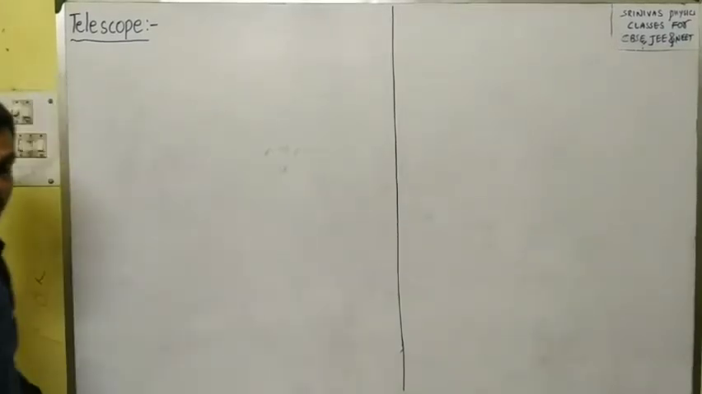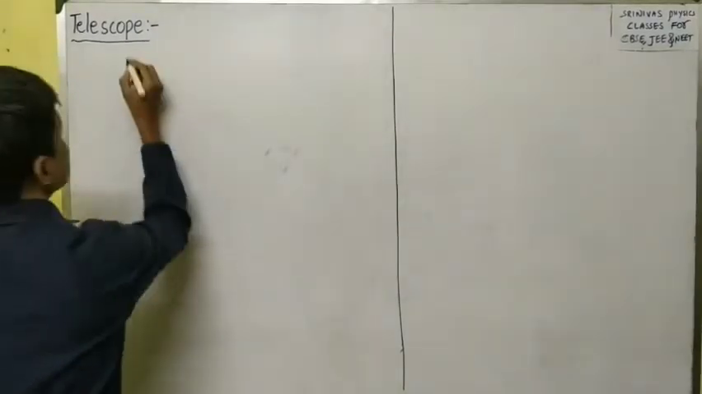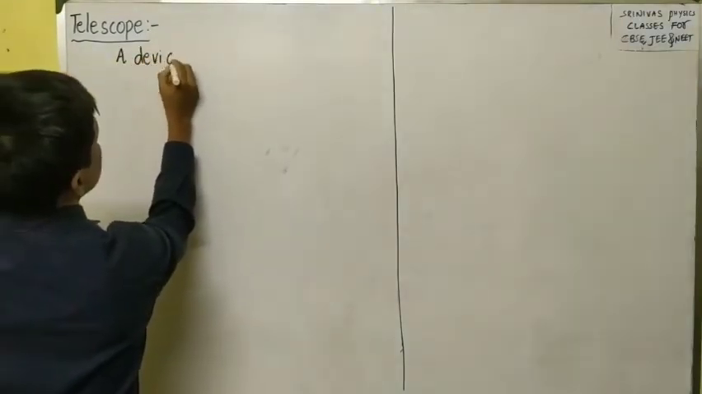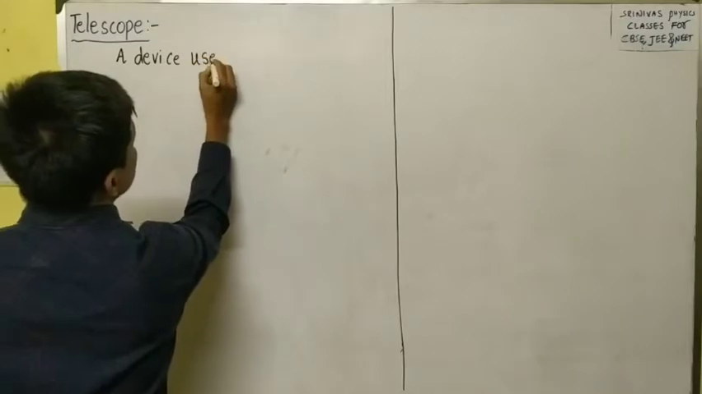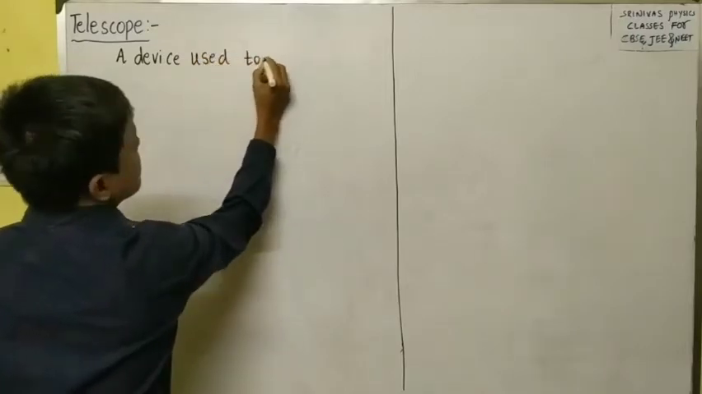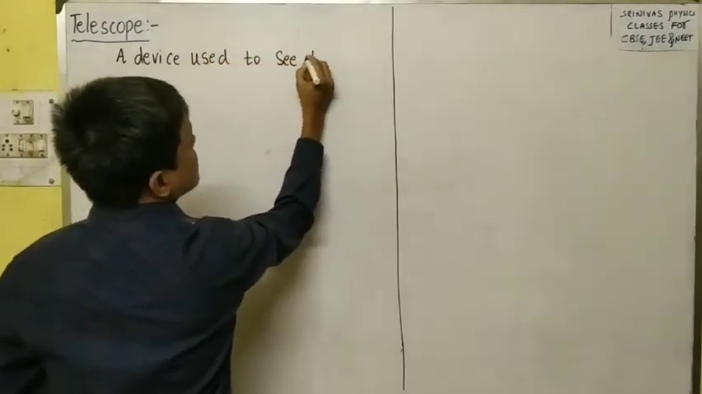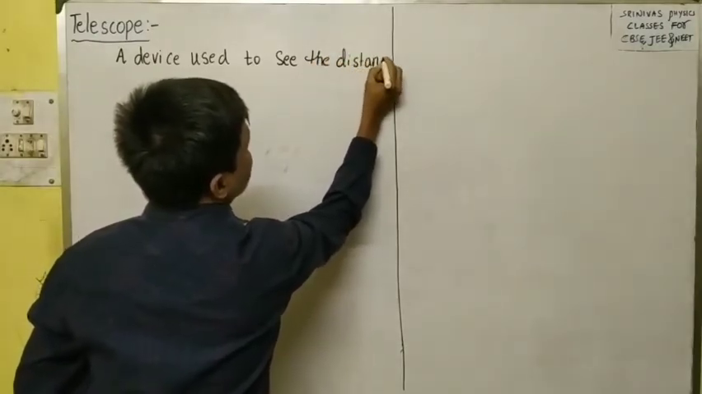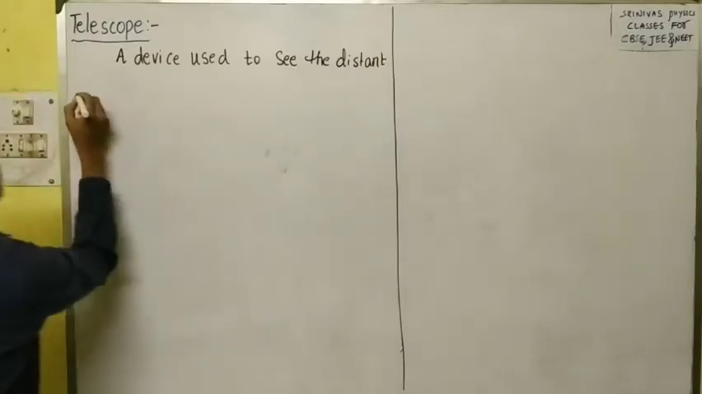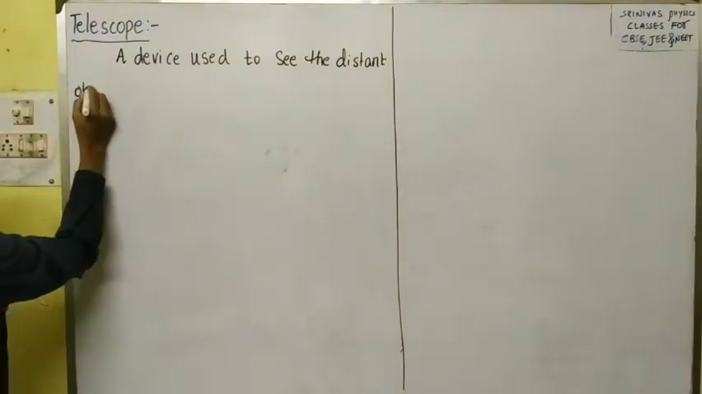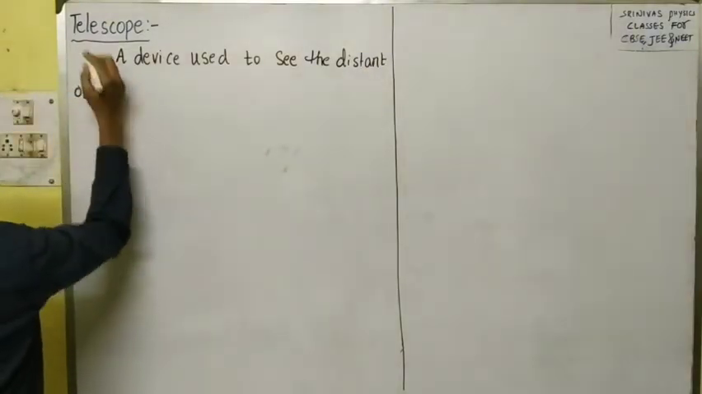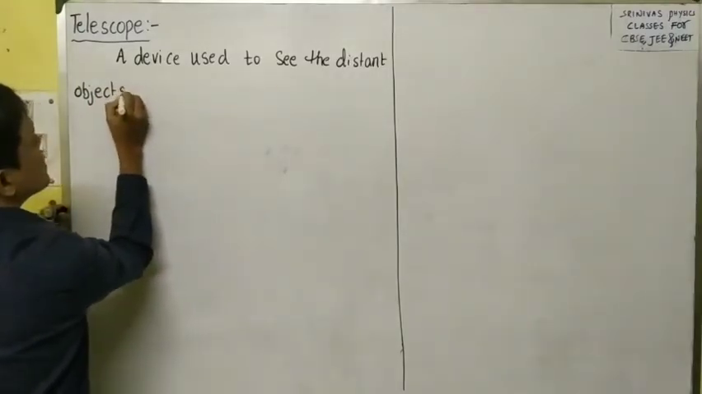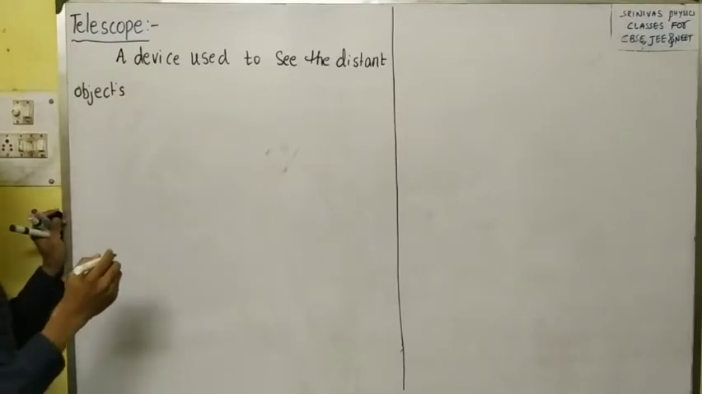Okay, let us start. A telescope is a device used to see the distant objects. Distant objects means the objects which are far away from us. We can see those objects by using the telescope. Distant objects may be stellar objects.